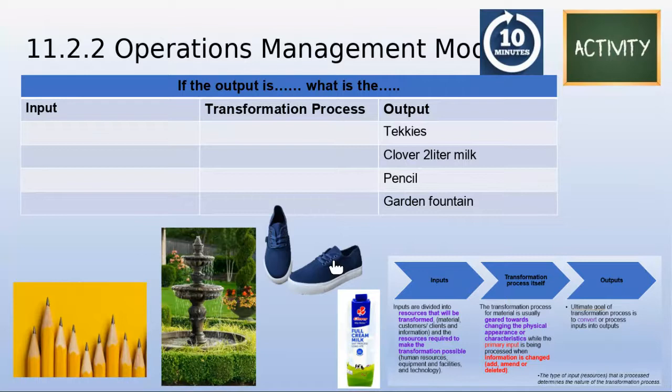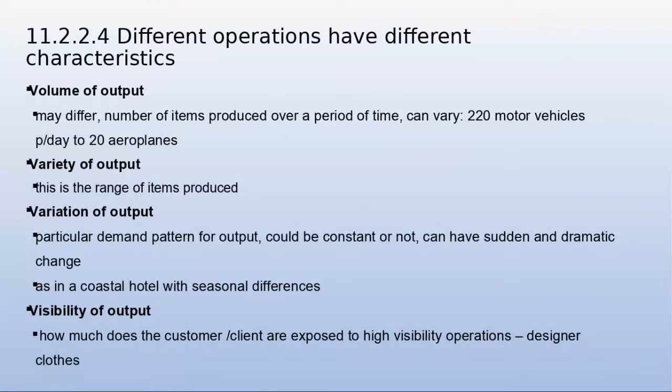Okay, so the next thing we're going to look at is the different characteristics. Remember that I said earlier, we have both manufacturing as well as services, and we are now going to classify them according to what type of manufacturing process it is, and also what type of service it is. When we look at the different characteristics that help us define what type of manufacturing or service process it is, the first one is the volume of output.